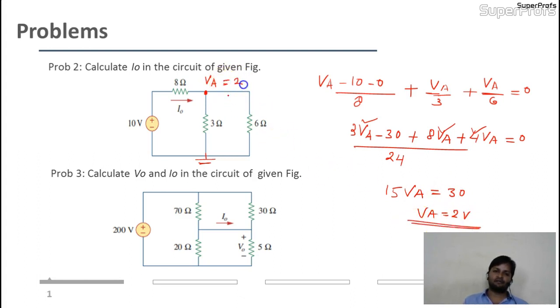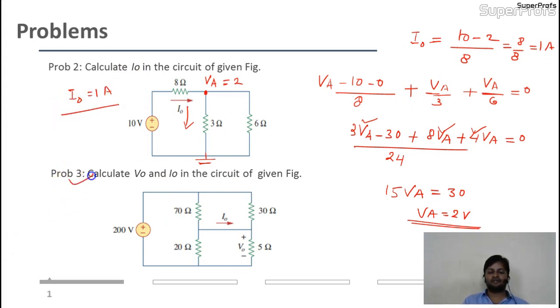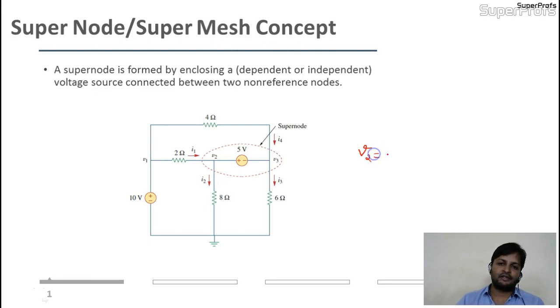Once we get VA equal to 2 volt, can we get the value of I naught? Yes, I naught is nothing but, direction is same, 10 minus 2 divided by 8. 8 by 8 is nothing but 1 ampere. Simple. So the answer is I naught is 1 ampere. Now this is the homework for you. And I think last time you solved one question. I have to give you the answers for that. Wait a minute. The value of V2 is nothing but 9.2 and V3 is 4.2 volt.